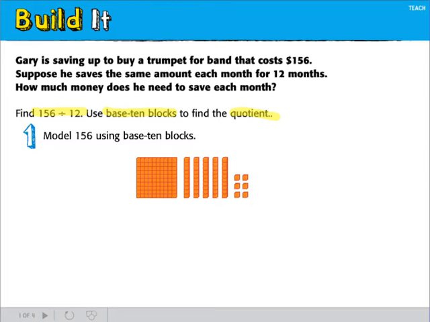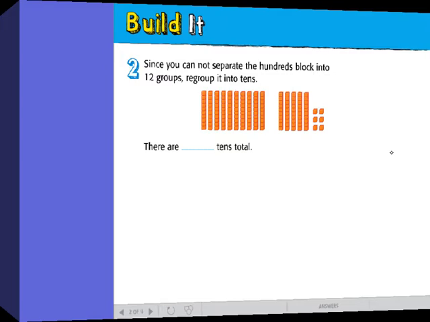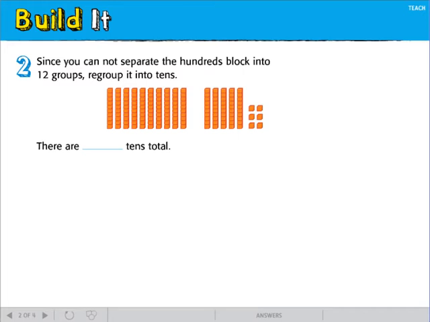Okay? So you can see here, there's a 1 in the hundreds place, so I have one set of hundreds. There's a 5 in the tens place, so I have 5 sets of 10. There is a 6 in the ones place, so I have 6 ones. So I've used my base 10 blocks to create the number 156. Once I've done that, I am then going to look at how I can separate it into 12 groups.